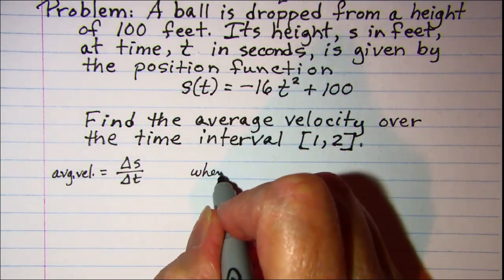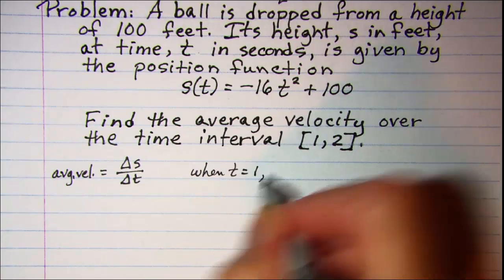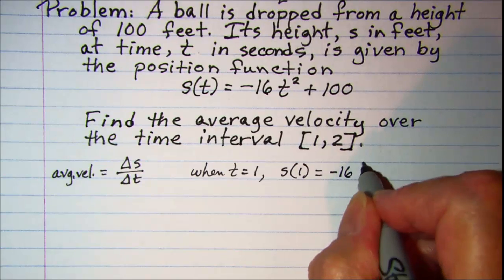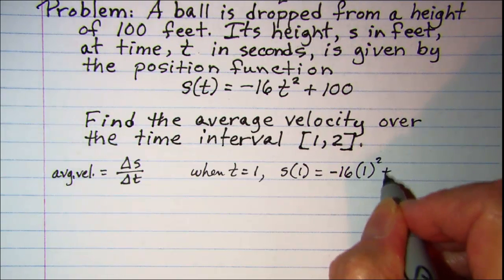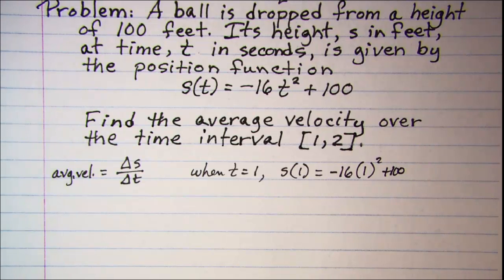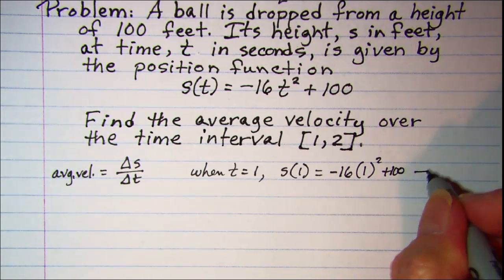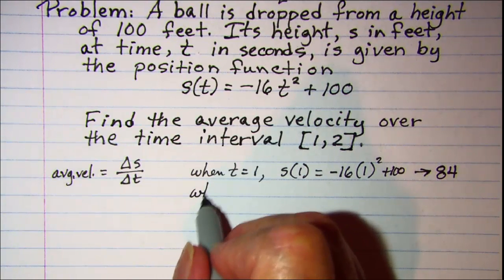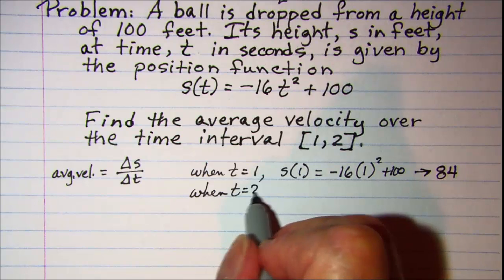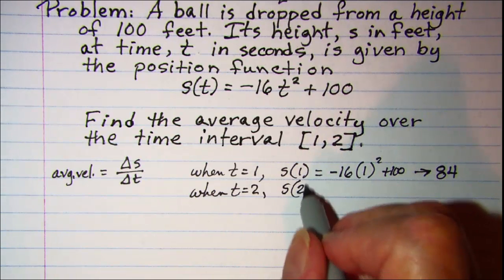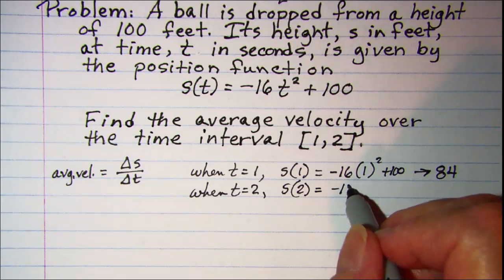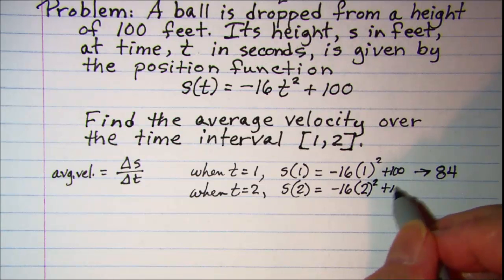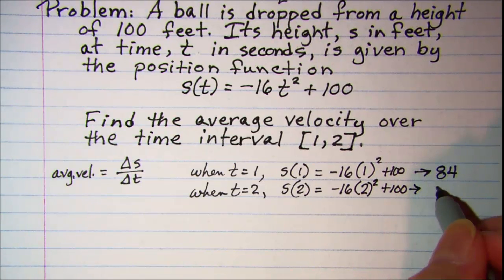When t equals 1, s of 1 will equal negative 16 times 1 squared plus 100. And that is 84. When t is 2, s of 2 is negative 16 times 2 squared plus 100, and that is 36.